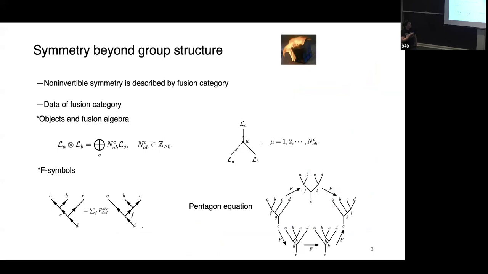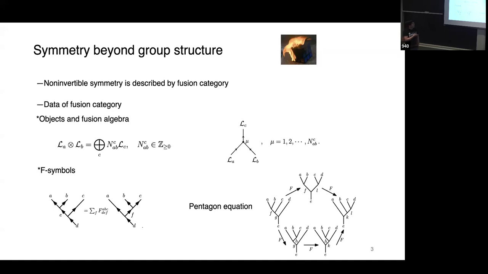And what is a symmetry beyond group structure? What is the data? In 1+1 dimensions, the non-invertible symmetry is described by fusion categories. The data of the fusion categories includes its objects and fusion algebras. So you can have two different non-invertible symmetry lines, and they will fuse into a direct sum of other symmetry lines.